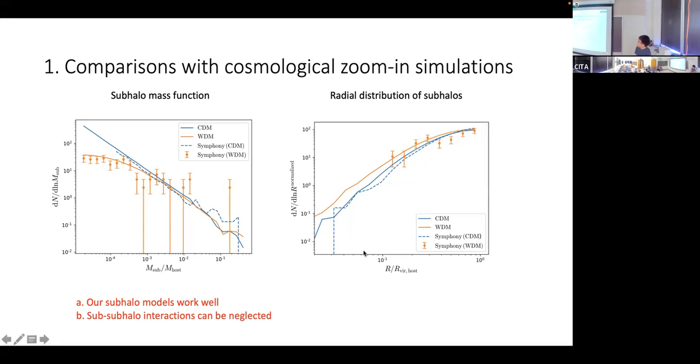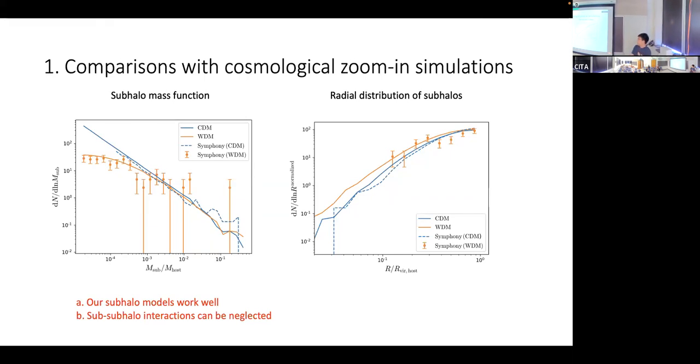And on the right panel, I show the model prediction for the radial distribution of subhalos compared to the cosmological simulation. Again, we see good agreement between our model and the numerical simulation. Basically, that suggests our subhalo models work very well. And secondly, the subhalo interaction we neglect basically has a negligible effect on these properties.